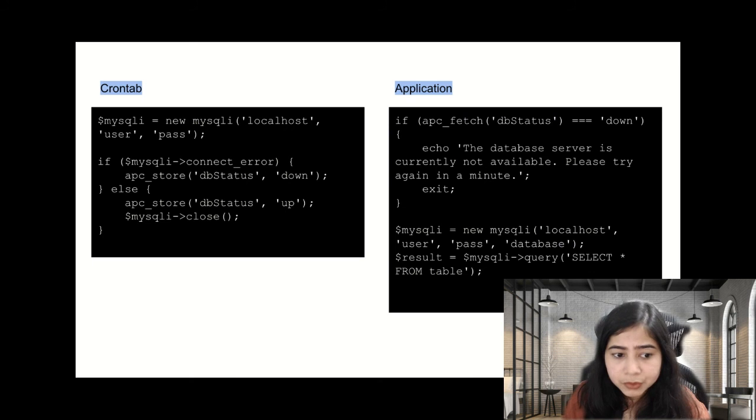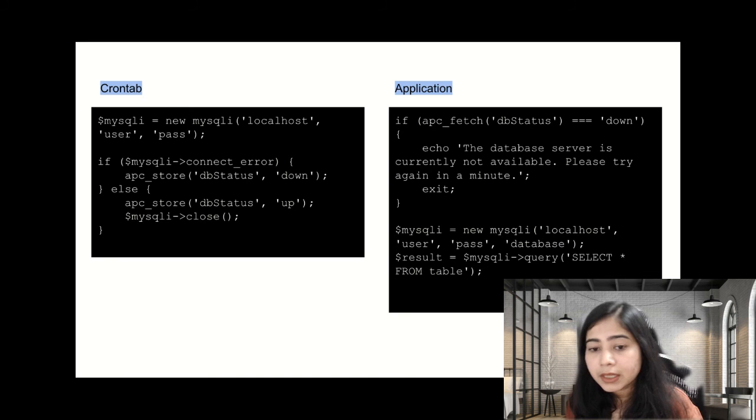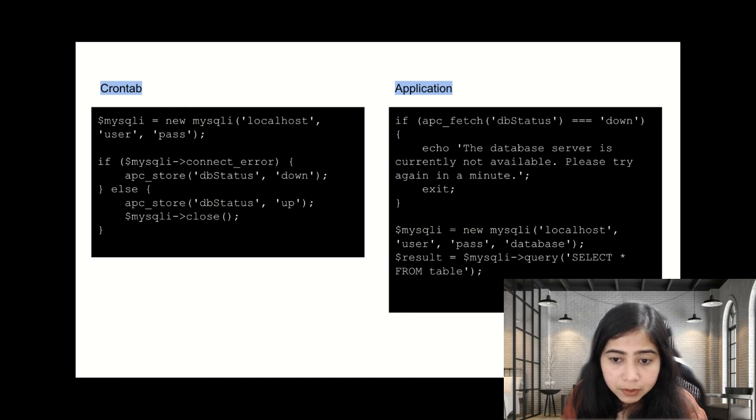If there is an error, this program stores the status of the database in an in-memory cache, let's say, and this cache is shared between this program that is running periodically and also the application. And if the database is down, then we store the status as down. Otherwise, we say the DB status is up and close the connection. Now let's look at the application side of it. If the stored status of the database is down, then we say the database server is currently not available and to try in a minute instead of retrying instantly. And if it's not down, then you let the control flow and fetch the information you want from the database.